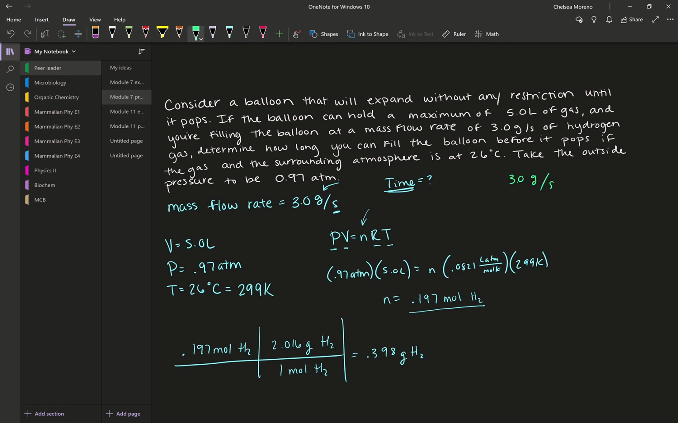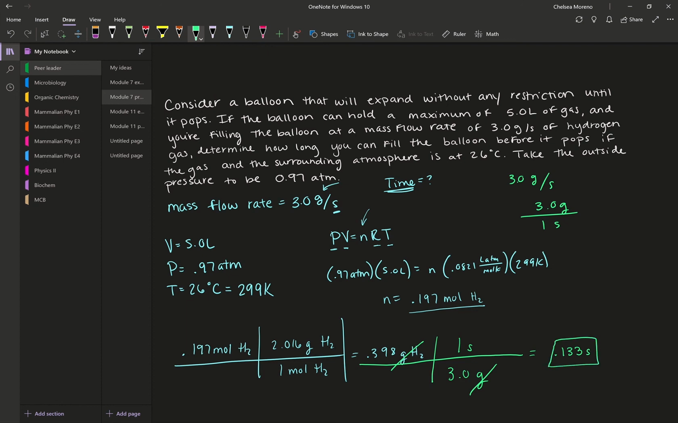Let's also keep in mind that whenever we say 3.0 grams per second, we can also say 3.0 grams per 1 second, or vice versa. Basically, we can cancel out those grams to get our time. So I have 3.0 grams per 1 second, which is going to cancel our gram value, and we're left with time. After I do this math, I find that this is 0.133 seconds, which is exactly what they want to know. They want to know the seconds, so this is our final answer.